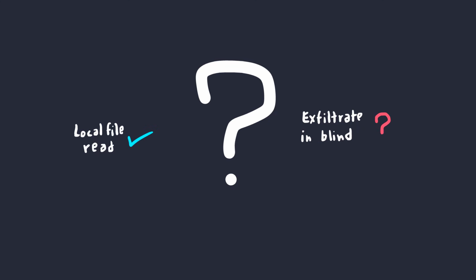But can we do more than just making random requests? Well, we do know that we can read local files from the server and display it. But can we exfiltrate the same file contents in a blind XXE attack? Yes, we can. But before jumping into the attack, let's talk a bit about DTDs, because they play an important role in the XXE attacks.